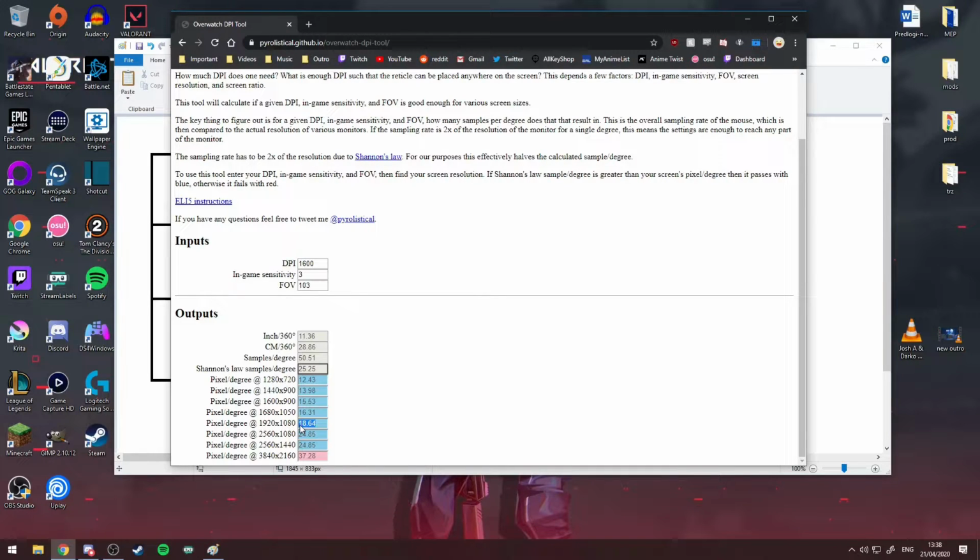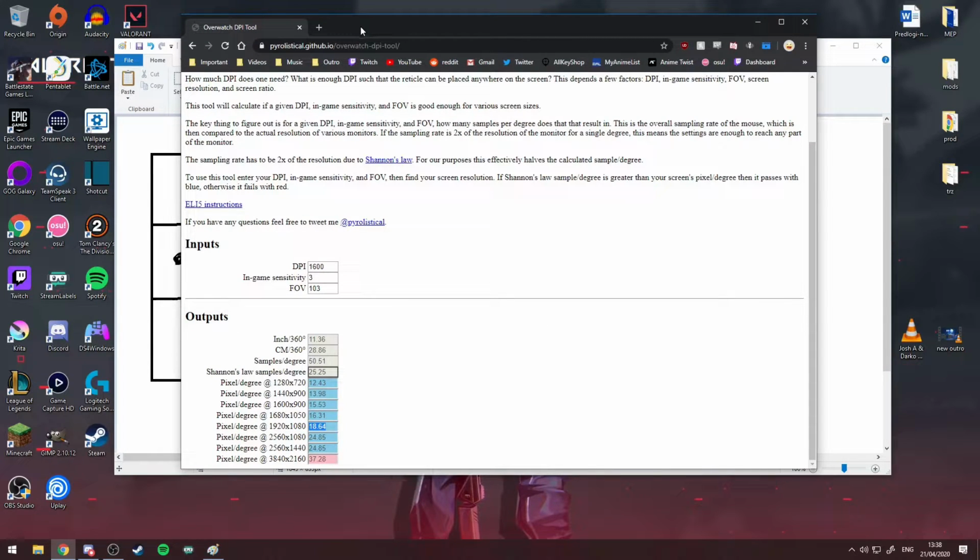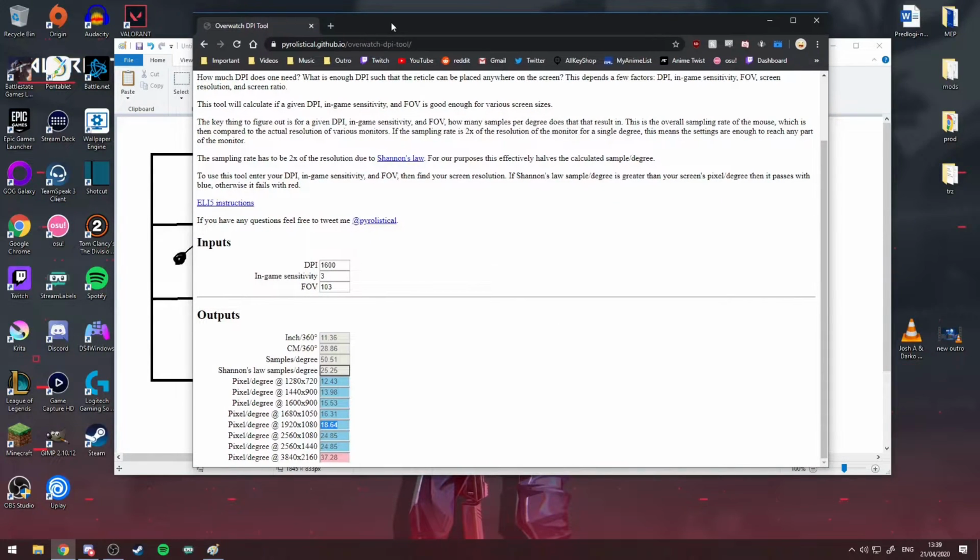So what I'm trying to tell you with this video is that pixel skipping will occur. There will be these calculators out there. Most of them are not even working correctly because this is very hard to measure. There's actually been multiple threads made on the Overwatch subreddit dissing this specific tool, saying that it does not work. Shannon's law does not work. It does not apply to most games.